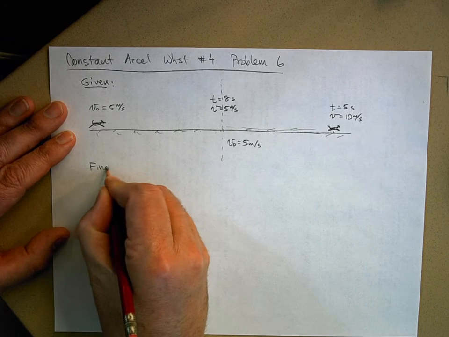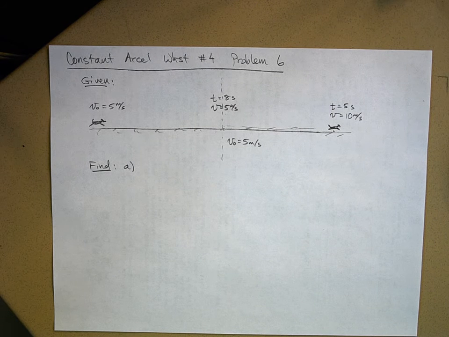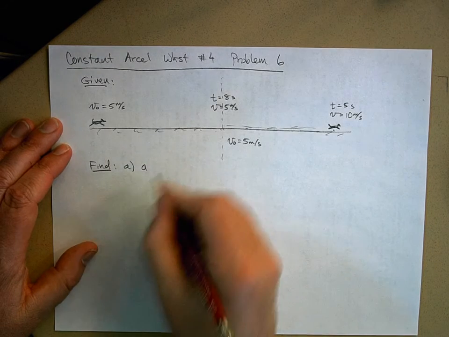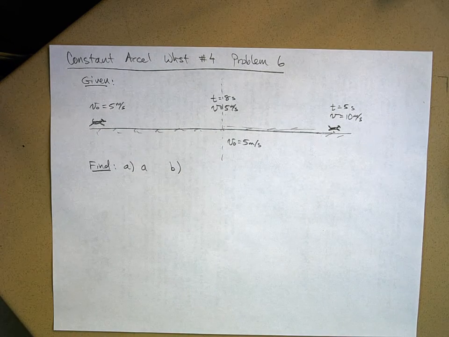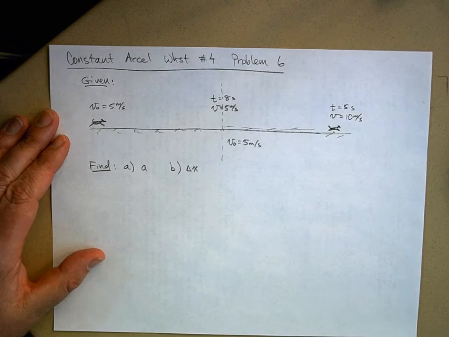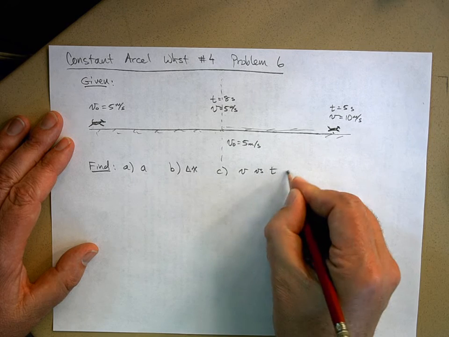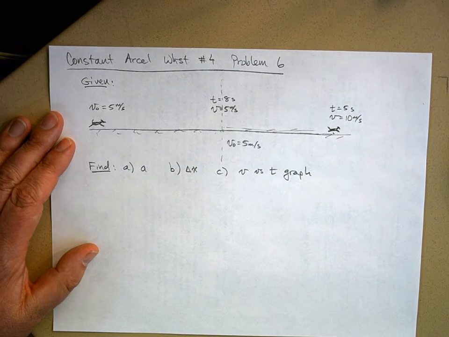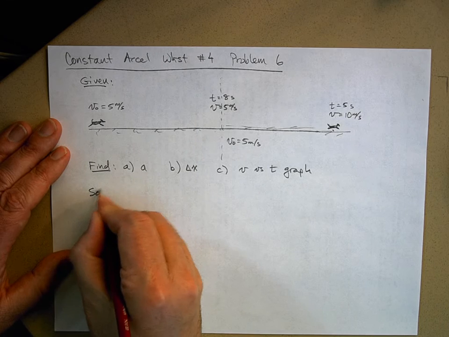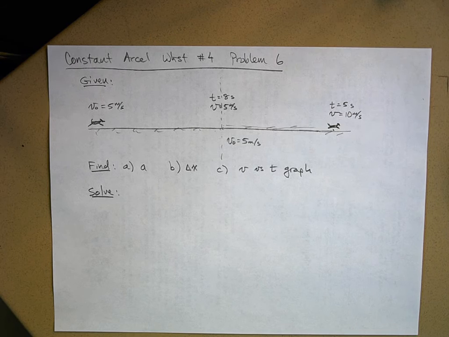Now find. Part A, we want to know what was the acceleration during the last 5 seconds. So that's the acceleration. For part B, what is the dog's displacement? So we want delta x for the dog. And then part C, we want a velocity versus time graph. So now let's solve. These 3 words, given, find, and solve, you're going to write them hundreds of times this year. And I want you to write the whole word out.